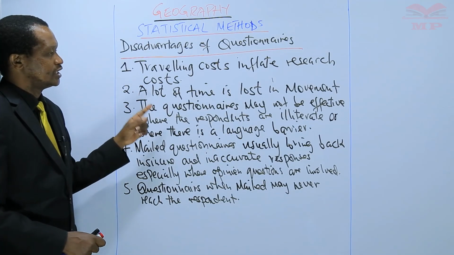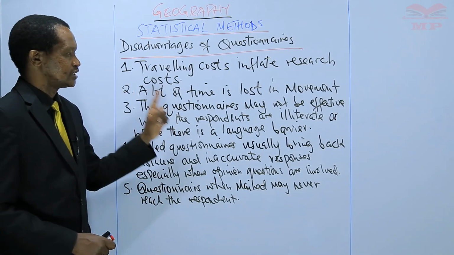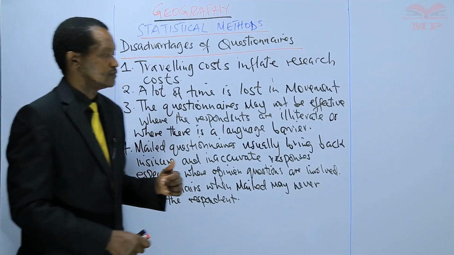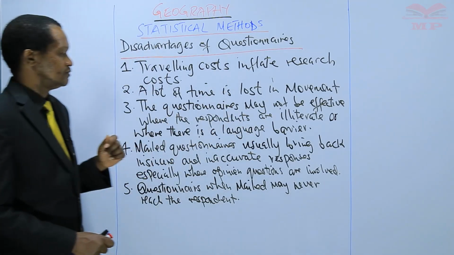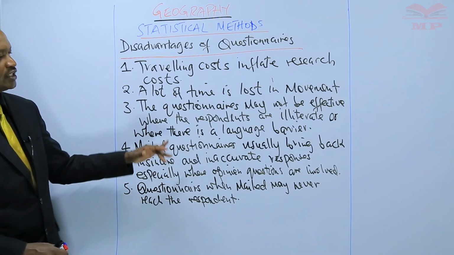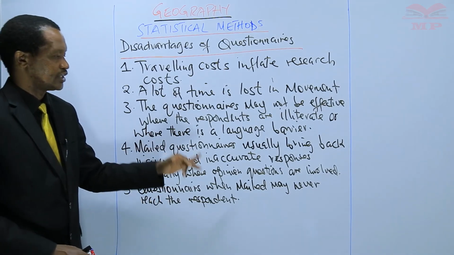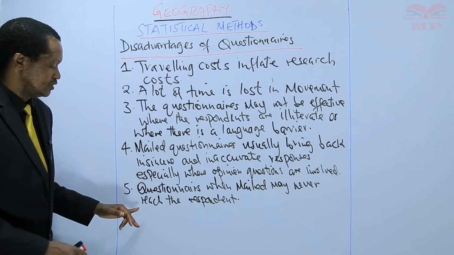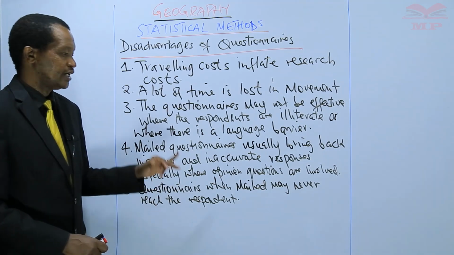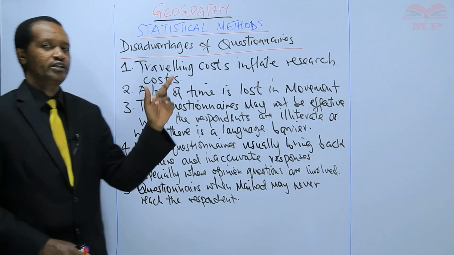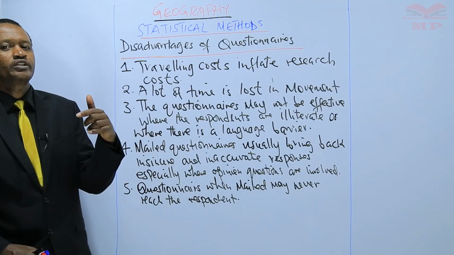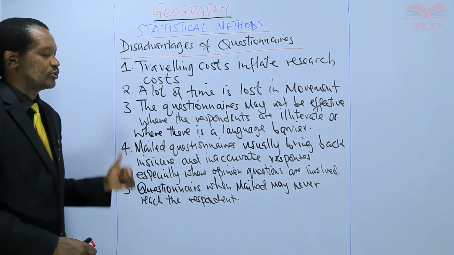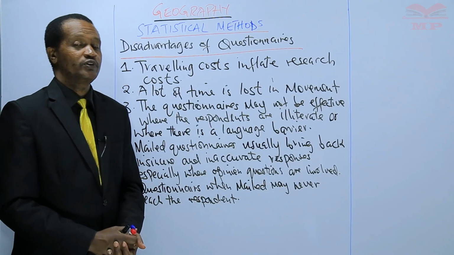Number 3, the questionnaires may not be effective where the respondents are illiterate or where there is a language barrier. All right. Number 4, mailed questionnaires usually bring back insincere and inaccurate responses, especially where opinion questions are involved. Then lastly, we've stated that questionnaires, when mailed, may never reach the respondent, and also some of those who receive may not bother to send back the questionnaires. So that will mark the end of our today's lesson.